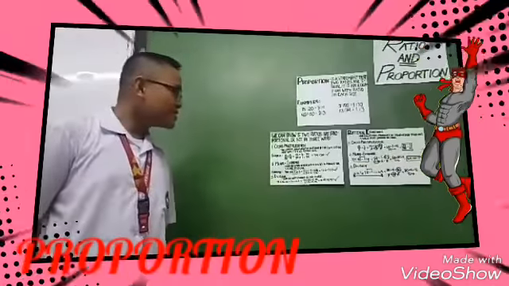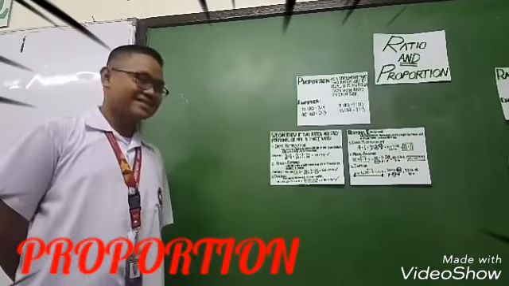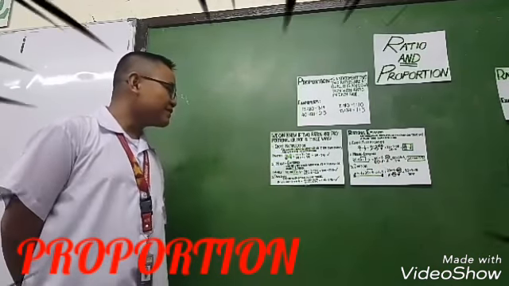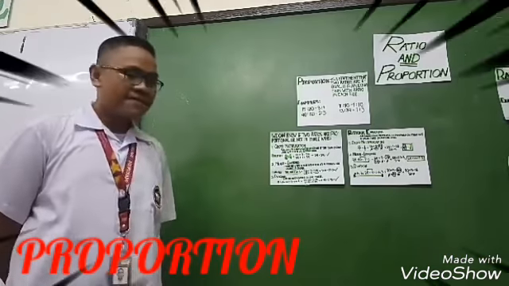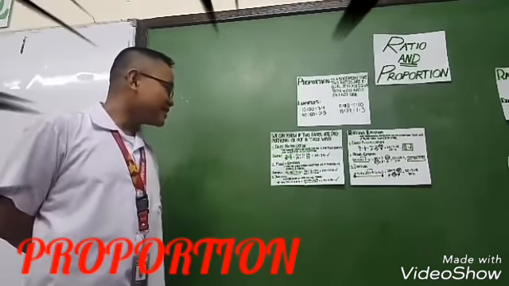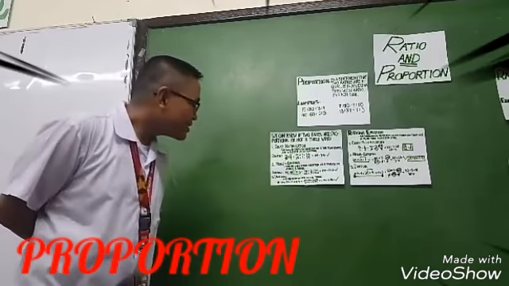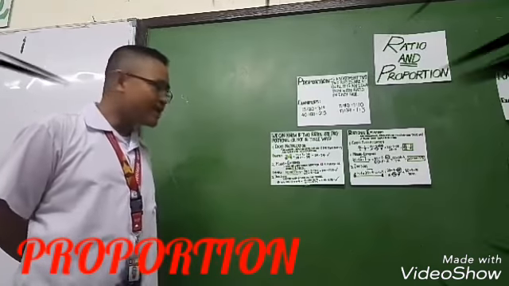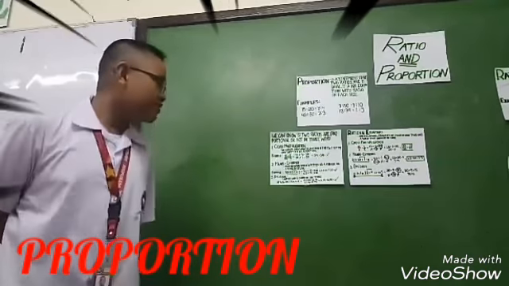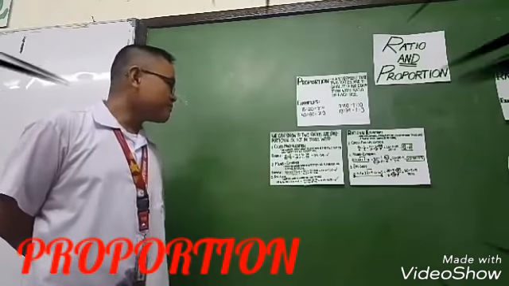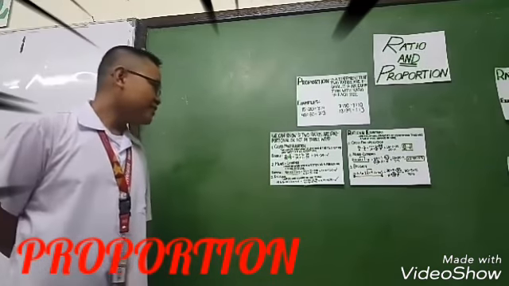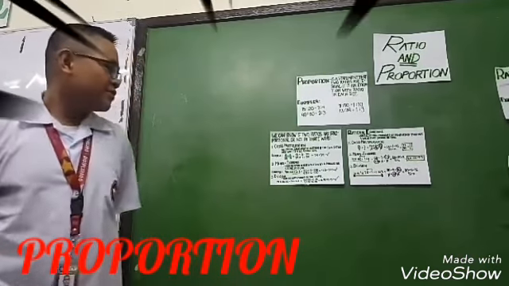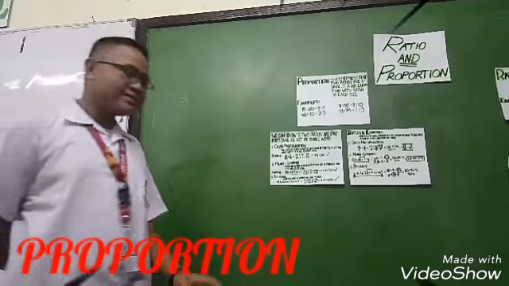We can know if two ratios are proportional or not in three ways. Number 1, by cross multiplication. We can use cross multiplication if the two ratios are written as fractions. Example: 13:39 is equal to 1:3. We will cross multiply by multiplying 13 by 3 and multiplying 39 by 1. 13 multiplied by 3 is equal to 39, and 39 multiplied by 1 is equal to 39. So 39 is equal to 39, which means it is proportional.